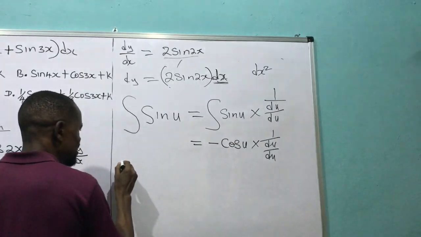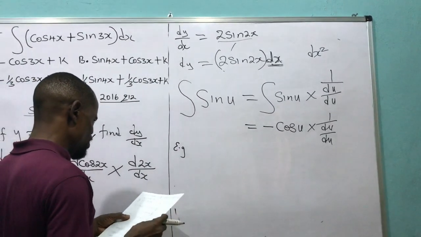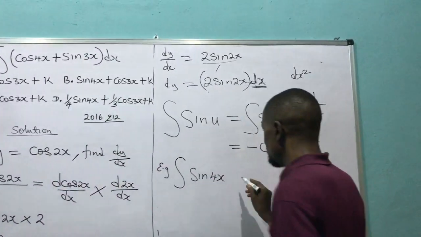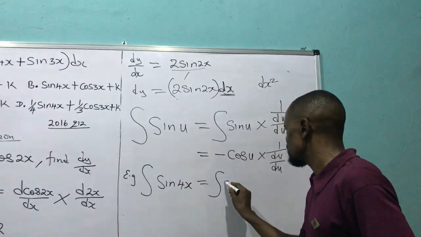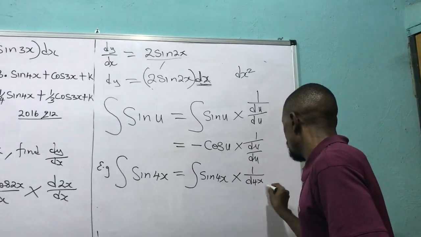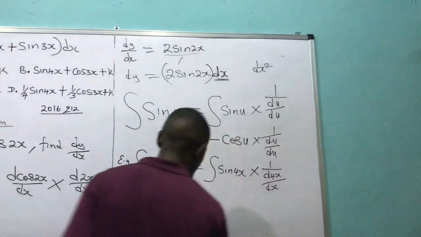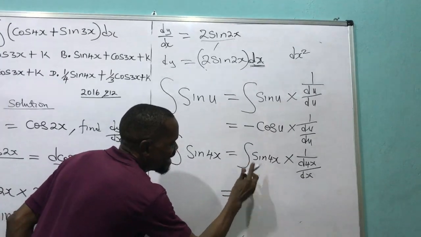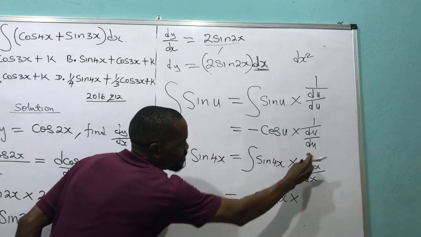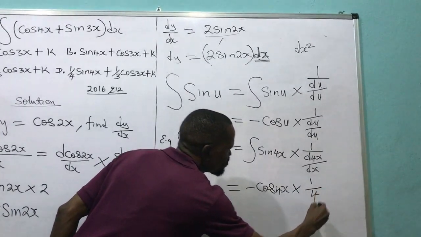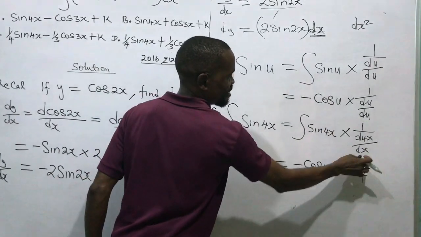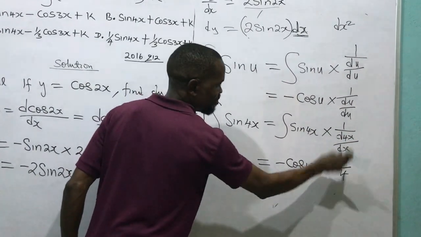Then now, let's look at the example. I have this: integrate sine 4x. This will give me integration of sine 4x times 1 all over differentiation of 4x all over dx. And this will land me differentiating the sine, will give me minus cos 4x, I think we have said it, times the differentiation of 4x, which will give me 4. Remember, I differentiate 4x with respect to x. It gives me 4. Are you following?